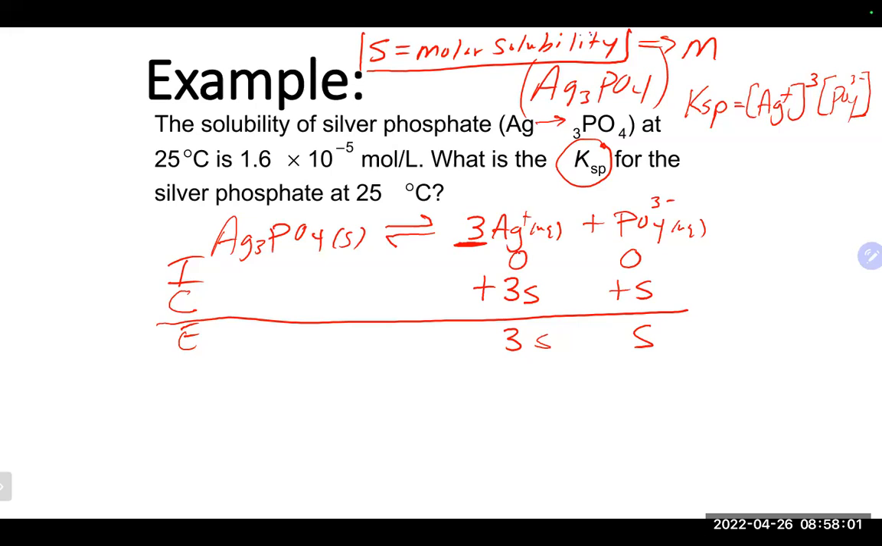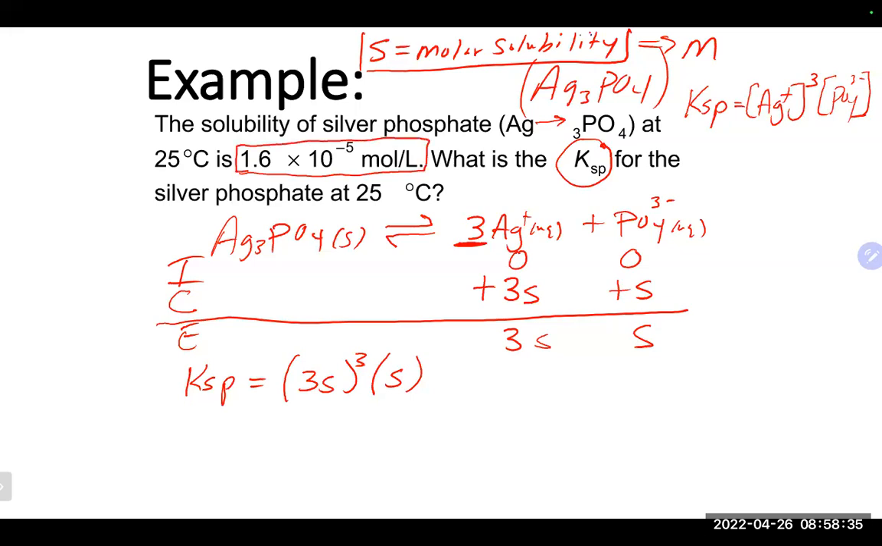Just like normal, we would go into our Ksp expression, right? And instead of solving for X here, we would solve for S. So putting that into our Ksp expression, it is going to be 3s cubed times s. Now, if it was a different type of problem where we had the Ksp value, we would just solve for S. But in this problem, we're actually looking for what the Ksp value is. And that is where this number would come into play.